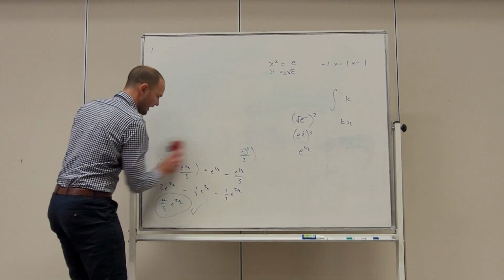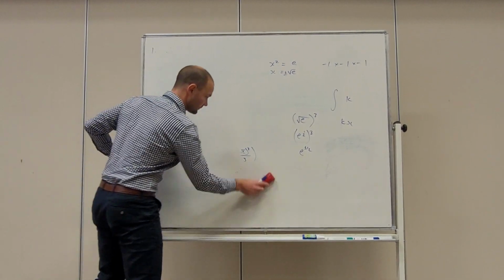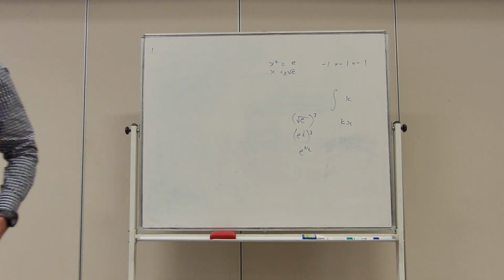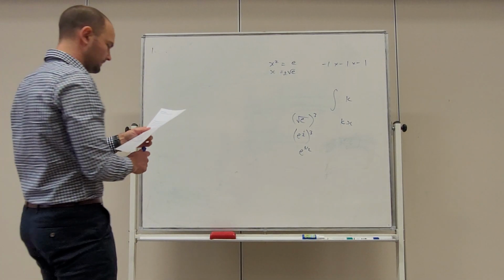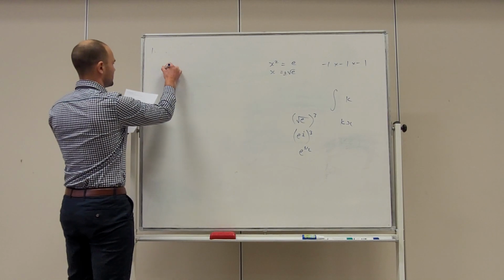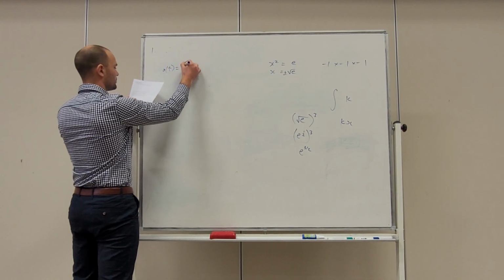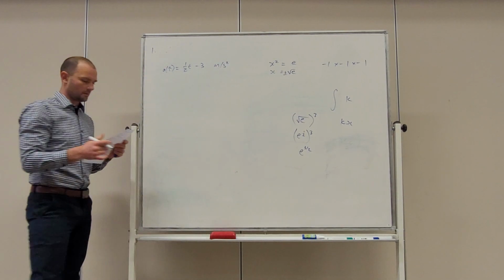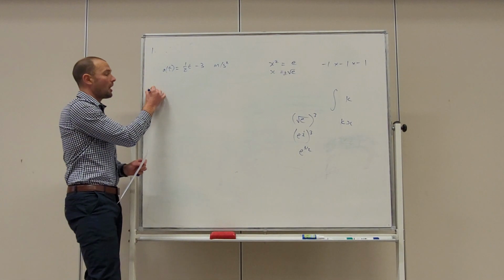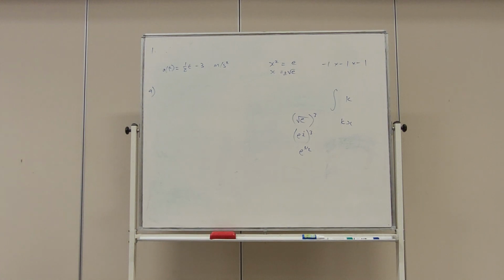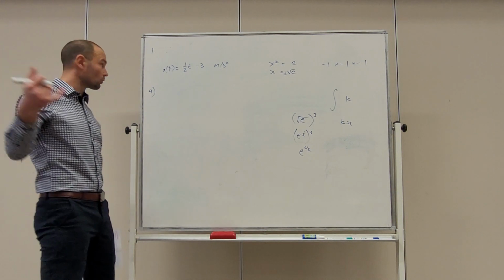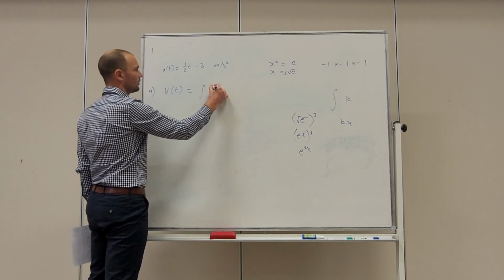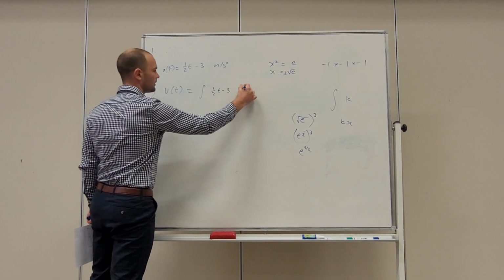Okay, so we have a particle that accelerates according to the following function, a of t, which is half t, take away 3, in meters per second squared. Part A: find the velocity function. The velocity function is the integral of the acceleration function, so it's going to be the integral of half t take away 3.